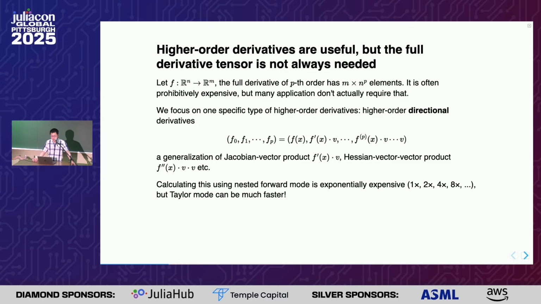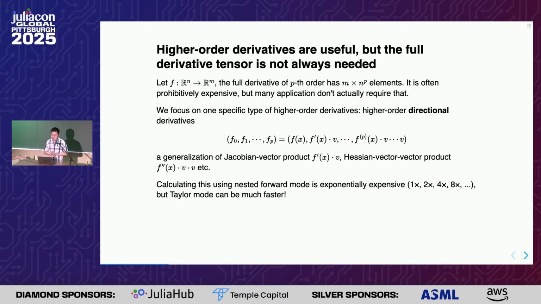So in the first part, let me give some background about higher order derivatives. For a function that maps R^n to R^m, the full derivative of order p has m times n to the power of p elements. So it's often prohibitively expensive, but actually many applications don't require that full derivative. And so we focus on a specific type of higher order derivative, which is the higher order directional derivative.